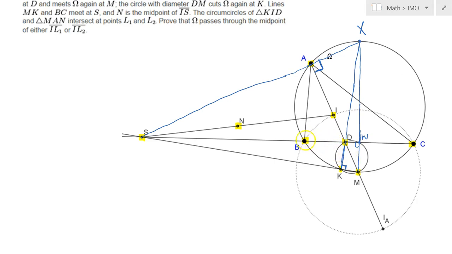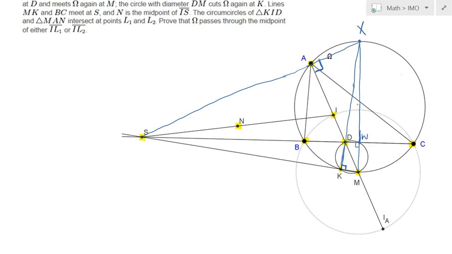Due to this lemma, we know that MB is equal to MI, which is equal to MC, which is equal to MI_A. So M is the midpoint of the diameter I I_A of that circle, that dotted circle that I just drew. So that's perfect.